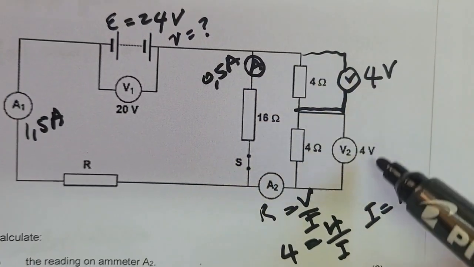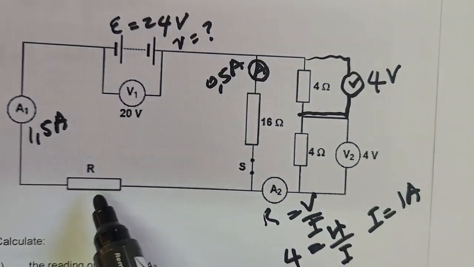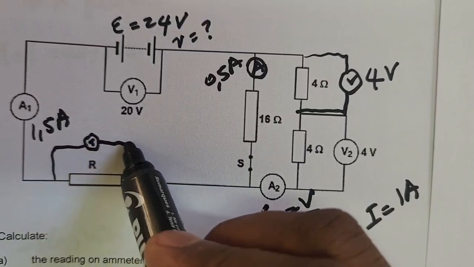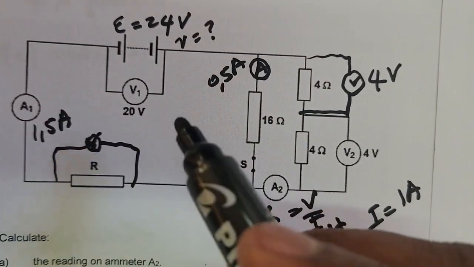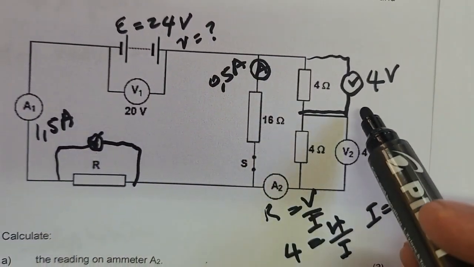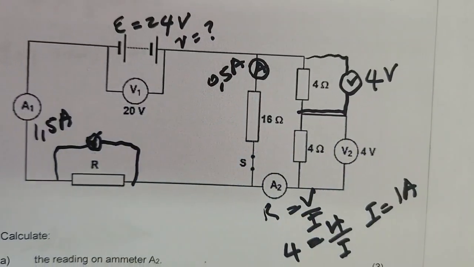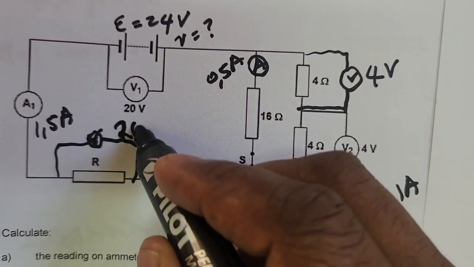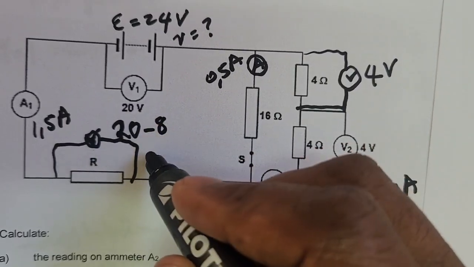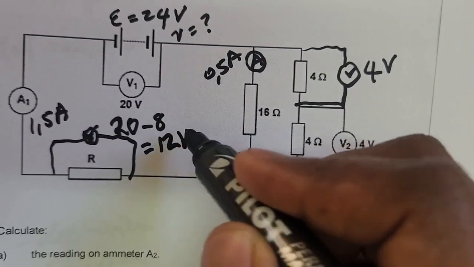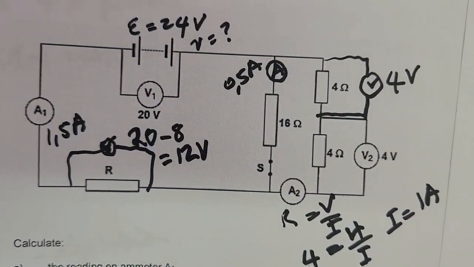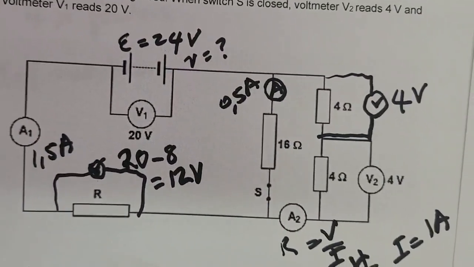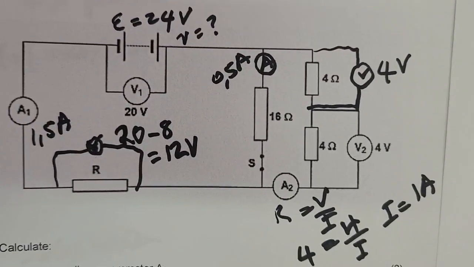If the total voltage of the parallel is 8, therefore the voltage across R, if I connect the voltmeter here across R, what will be the reading? It will be 20 minus 8, which is 12 volts. That's most important. Then say trace resistance, fine, and current in this case, and the voltage.